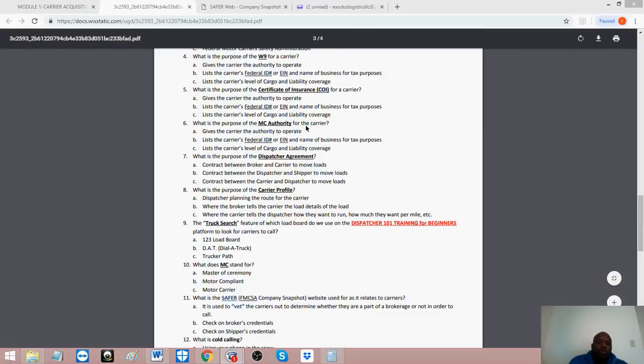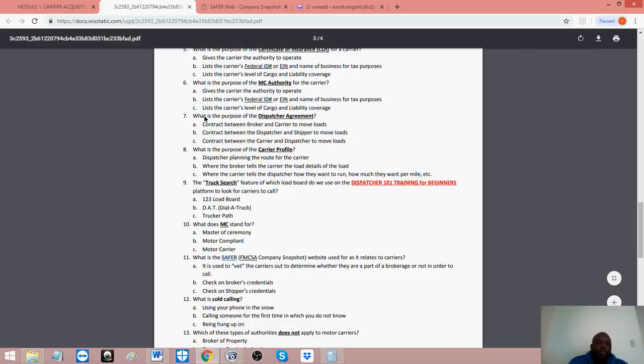Then number 6 could only be the answer left over from the previous 2 answers. So number 6, what is the purpose of the MC authority for the carrier? Obviously, it's not B or C, so it's A for number 6. It gives the carrier the authority to operate. That's the MC authority. And of course, authority is the key word in the question and the answer for number 6. Right.